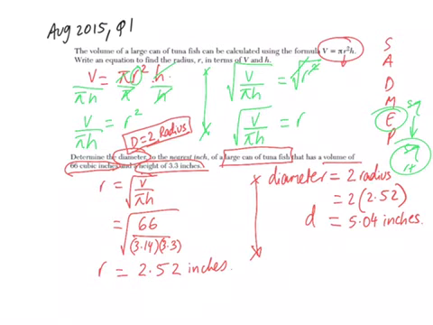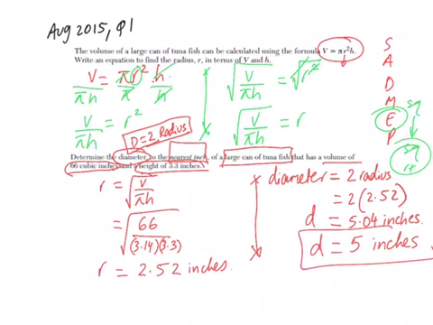They're saying find it to the nearest inch. So let's round this off. What would we write it as? 5 or 6? I would write it as 5 inches. So that's my final answer. The expression for R, the value for D.